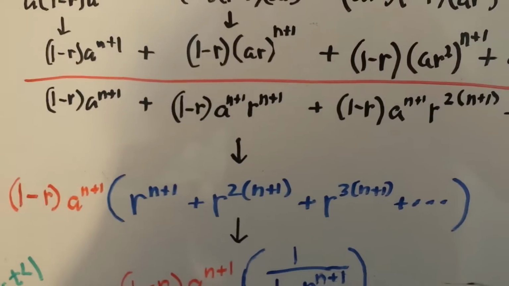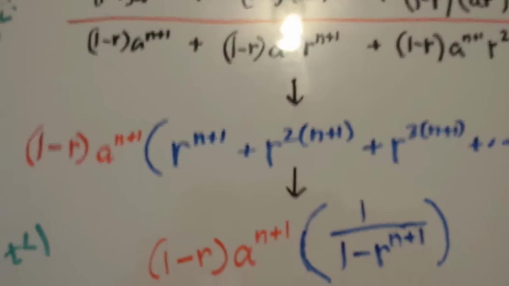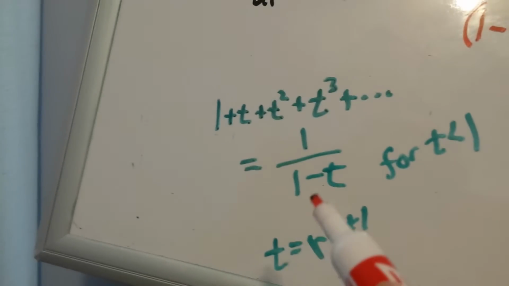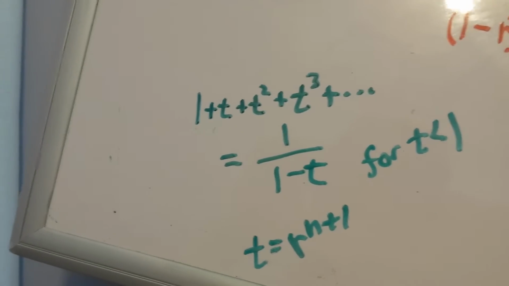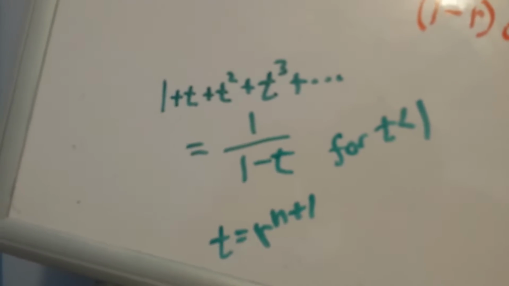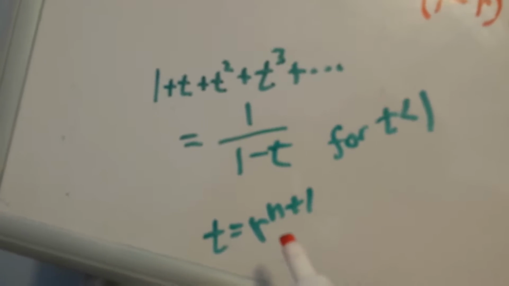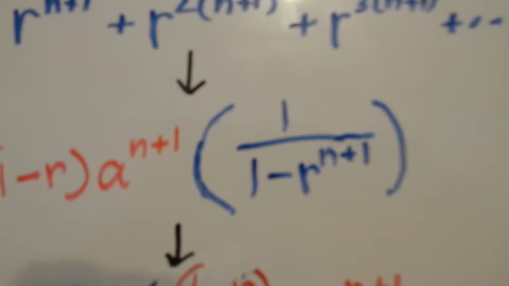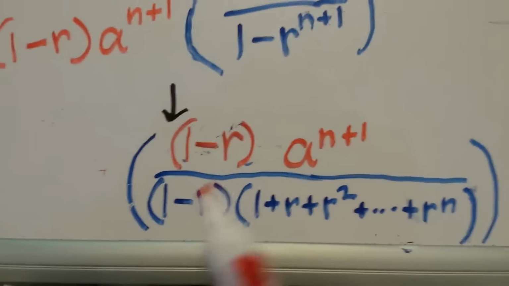So we can make the area the sum of all of these rectangles and convert it into an infinite geometric series. And remember, an infinite geometric series, like 1 plus t squared plus t to the third forever and ever, equals 1 over 1 minus t. So if we replace t here by r to the power of n plus 1, okay, we get that. And we can multiply this out and get this.